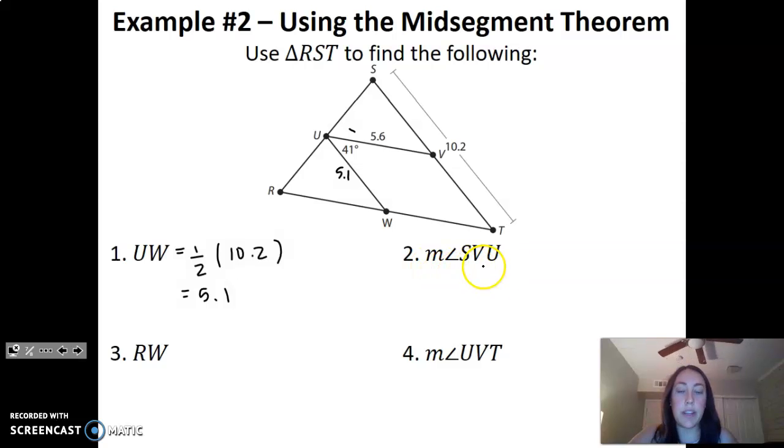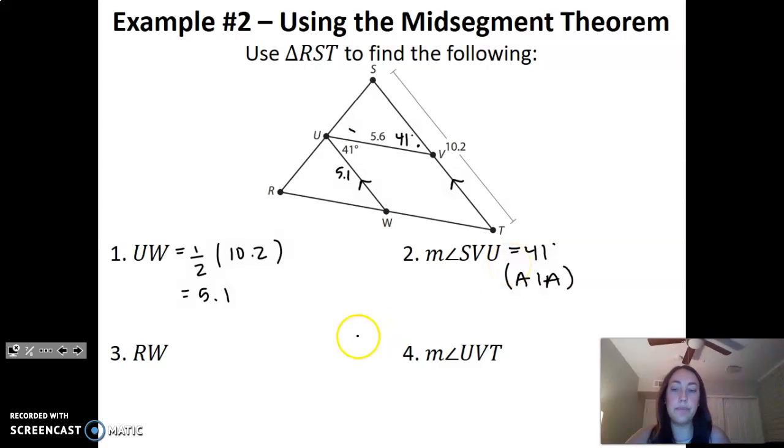Next up, we're finding the measure of angle SVU. That's this angle right here. And remember, these two sides are parallel to one another. So we can go back to Module 4, think of parallel lines and transversals. 41 degrees, this one's also 41 degrees because those guys are alternate interior angles.